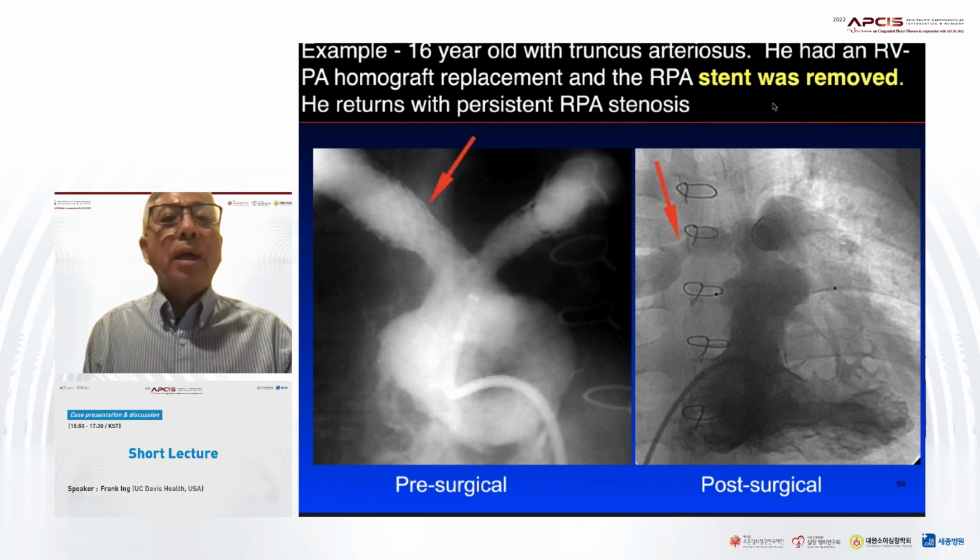Sorry, I can't read the top of my thing here. I'm just going to move it over a second here.